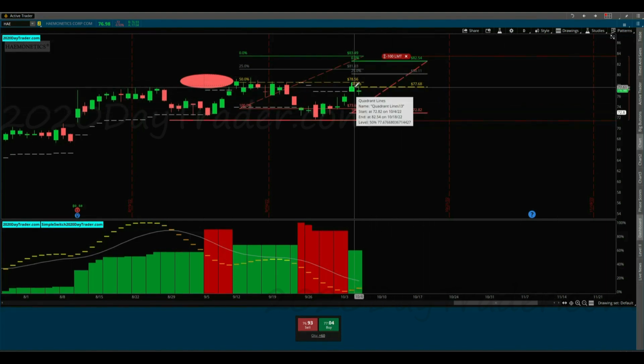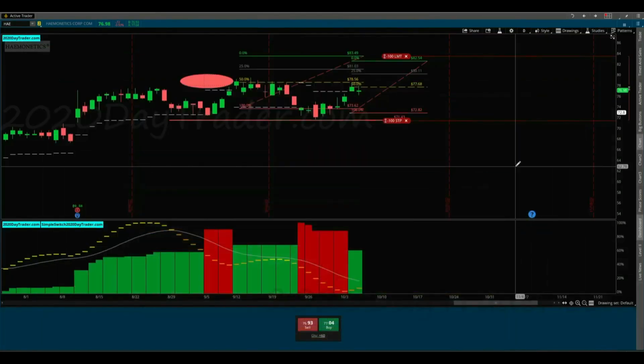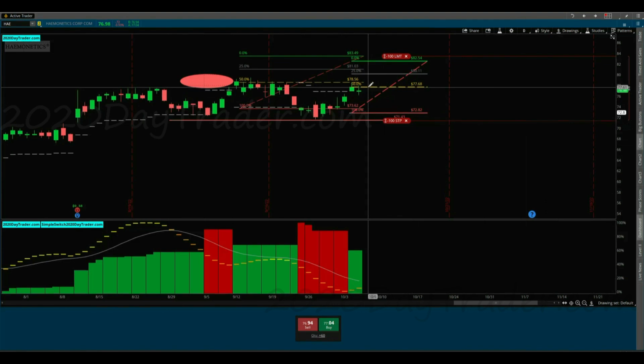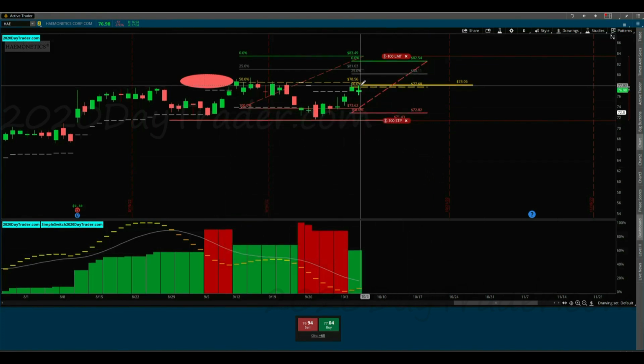So where do we get in? Let me mark the entry in HAE. So we are in at 78.06. So now I'm going to take my little tool here, the $ on it, 78.06. I can just put this anywhere on here, then right click on it, edit properties, and then put the number in, and it'll automatically go to that spot, 78.06. Okay, so here's our entry right here.